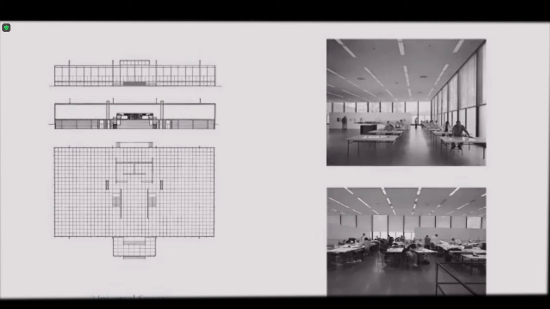But if we use this building these days, the whole thing can be worked out.